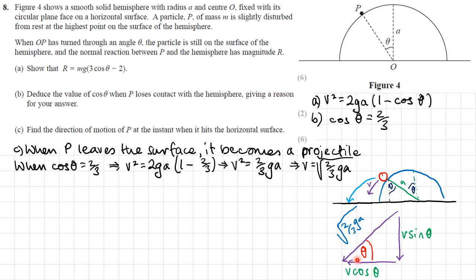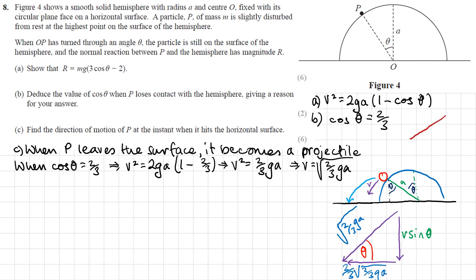Now I know this angle here, or the cosine of that angle, so I can then work out this horizontal component of the velocity. So that will just be the square root of 2/3 ga, and that's going to get times by cos theta, which is 2/3. So let me write that as 2/3 root 2/3 ga.